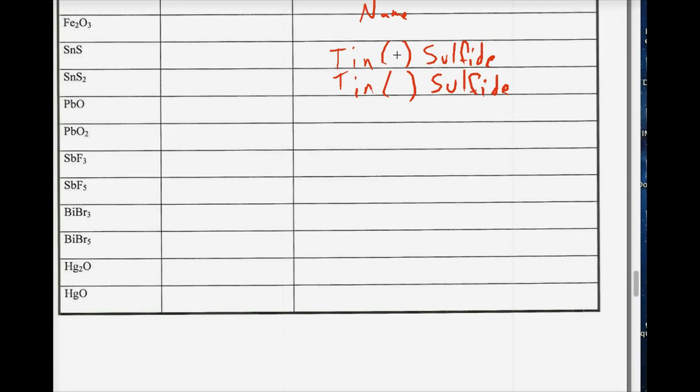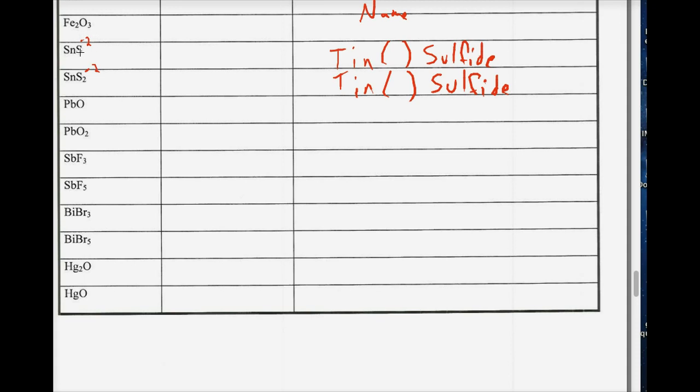Remember, the Roman numeral was the charge of the metal. And I have to do a little bit of investigating in order to figure out the charge of the metal. I always know the charge of the nonmetal, which is going to be the S's. All of our nonmetals are known. They're representative, which what I mean by that is I look up on the periodic table. I have -2s for my sulfurs.